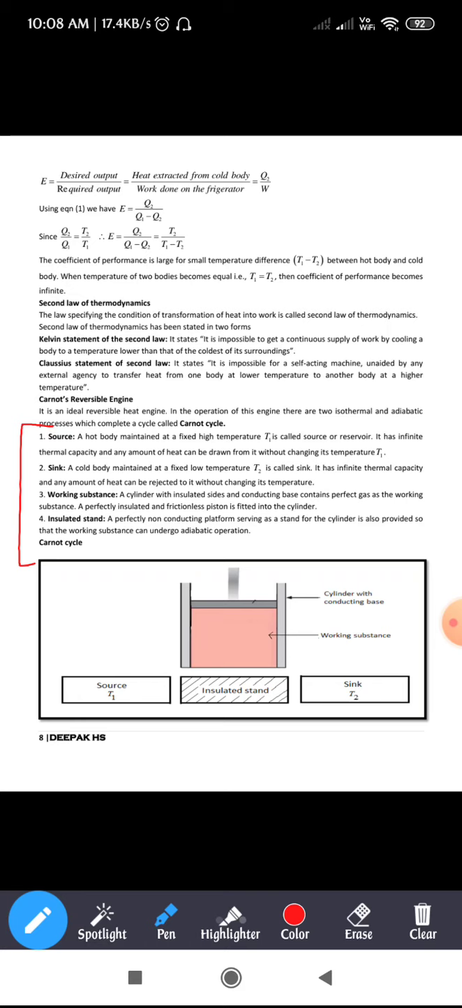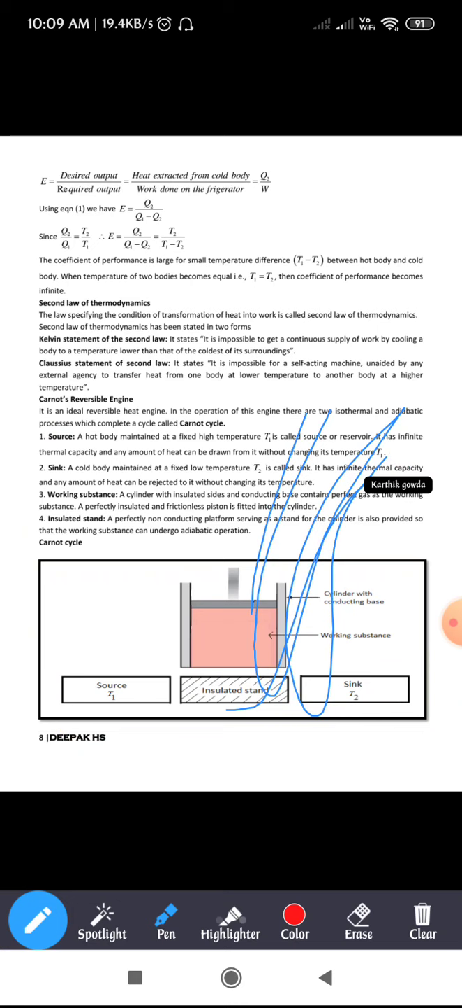Next, coming to the working substance. A cylinder with insulated sides and conducting base contains a perfect gas as the working substance. A perfectly insulated and frictionless piston is fitted into the cylinder. As you can see in the figure, first you have the source, that is T1. Next you have the sink, that is T2. Next you have the insulated stand, which you already know. We place the cylinder on the insulated stand, and this cylinder encloses the ideal gas, or the perfect gas.